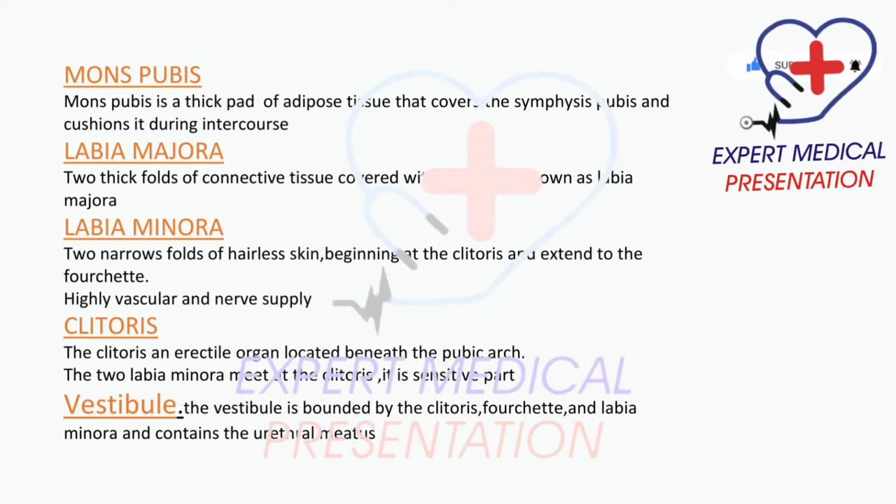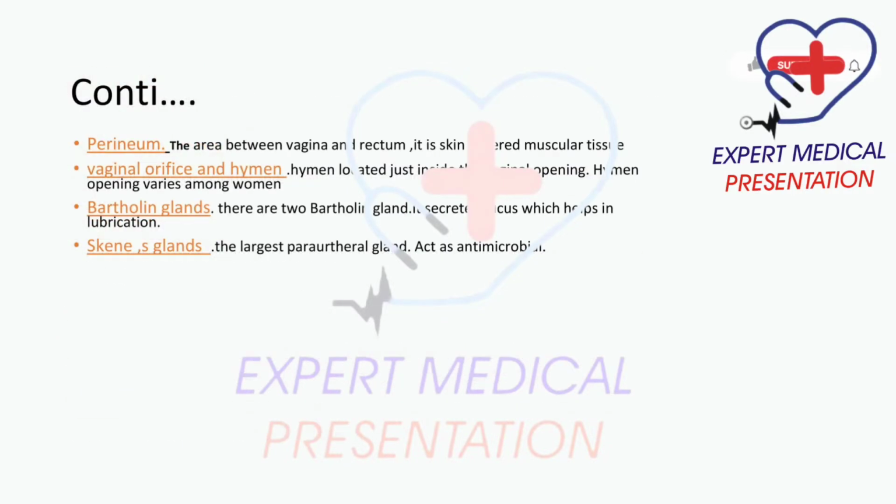Clitoris. The clitoris is an erectile organ located beneath the pubic arch. The two labia minora meet at the clitoris, which is a sensitive part. Vestibule. The vestibule is bounded by the clitoris, fourchette, and labia minora and contains the urethral meatus. Perineum. The area between the vagina and rectum, it is skin-covered muscular tissue. Vaginal orifice and hymen. The hymen is located just inside the vaginal opening. Hymen opening varies among women.